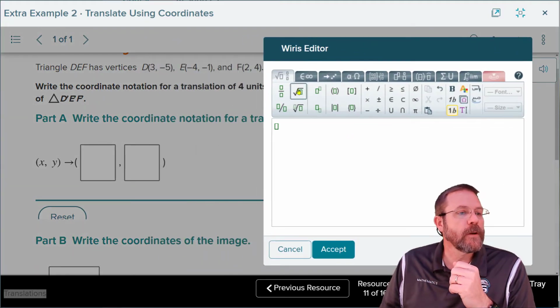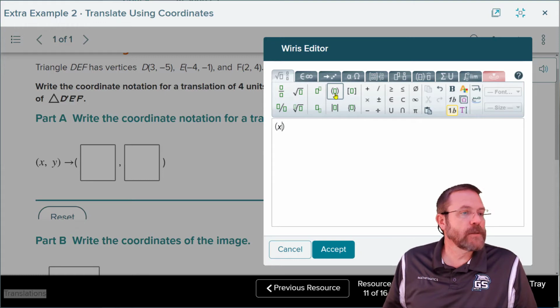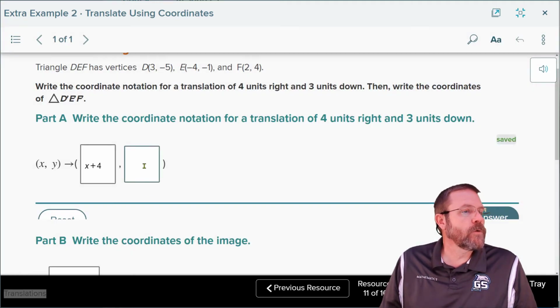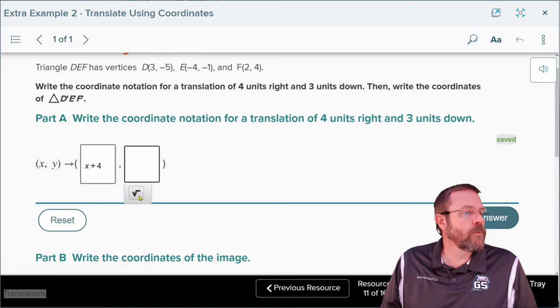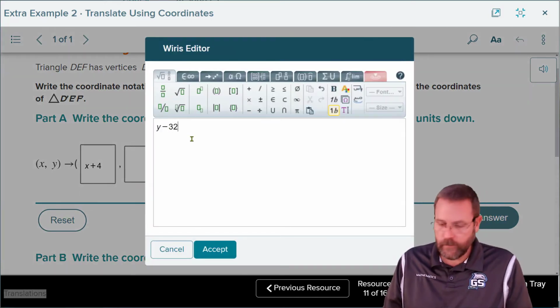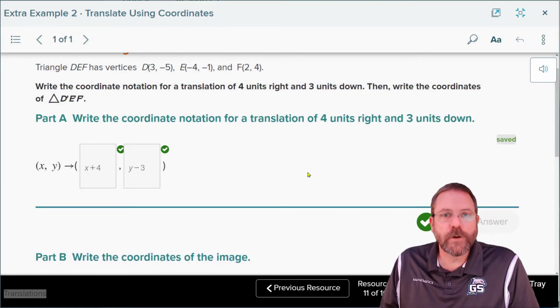So we're going to set it up as parentheses right here. It's going to be x, 4 units right is going to be +4, close the parentheses, and then I'm sorry, my bad. That shouldn't be parentheses there at all if I'm doing this right. That's just going to be your x plus 4. And we're going to accept that. And then your y coordinate is 3 units down, so that's going to end up being y minus 3. We're going to accept that, check that part, and that part checked good.